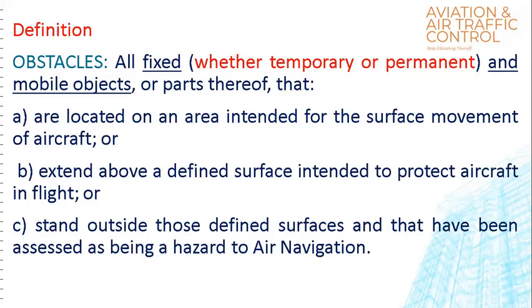Obstacles are all fixed, whether temporary or permanent, and mobile objects or parts thereof that are located on an area intended for the surface movement of aircraft, or extended above a defined surface intended to protect aircraft in flight, or that stand outside those defined surfaces and that have been assessed as being a hazard to air navigation.